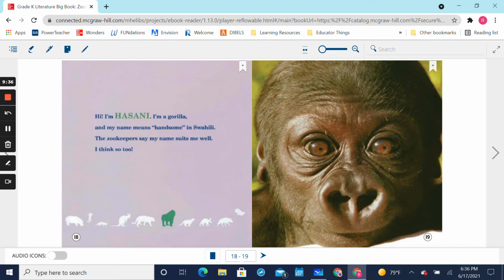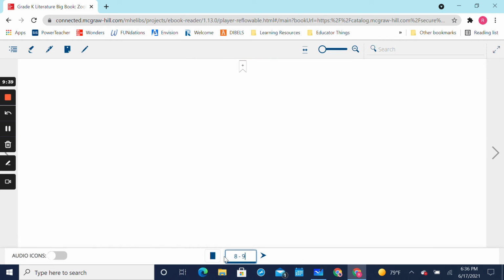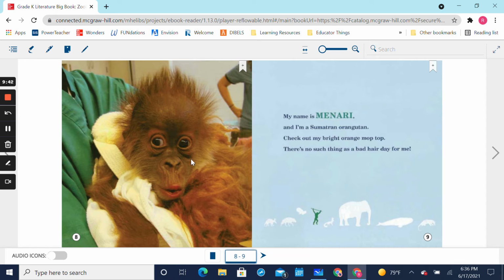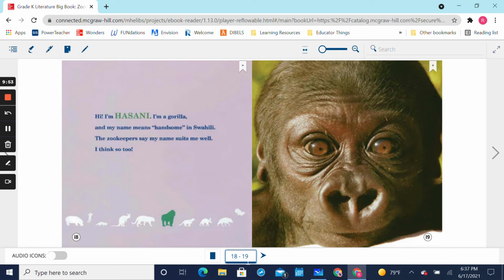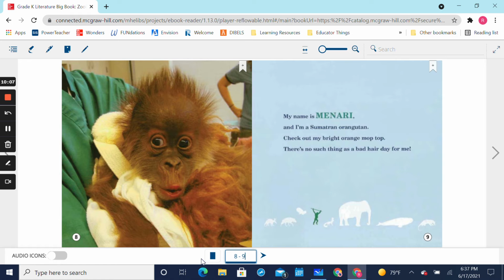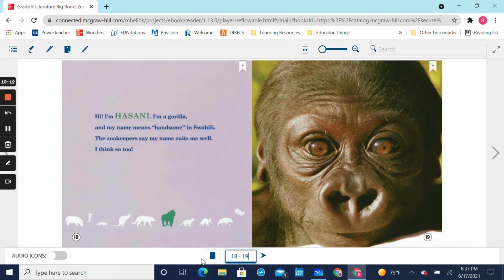Let's go back to page 8, and we can see what the baby orangutan looks like. Now let's go back up to page 18, and we can see what the gorilla looks like. What is the same about these two animals? What's different? Let's keep going.